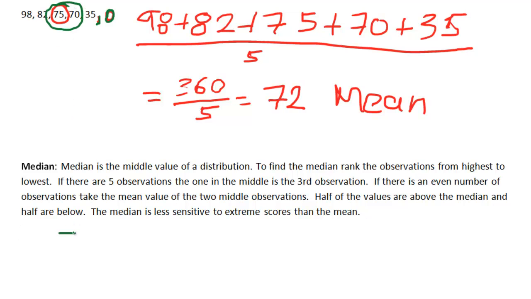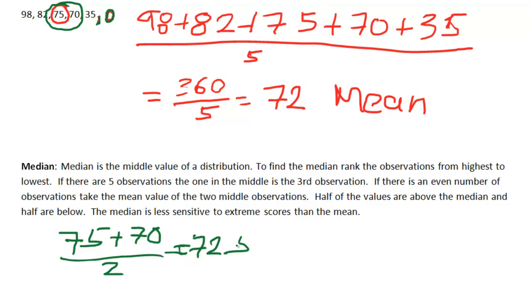Now I have an even number of scores, so I need to find the one between these two. 75 and 70 are the two in the middle. 75 and 70 divided by 2 is equal to 72.5. So my median now is 72.5.